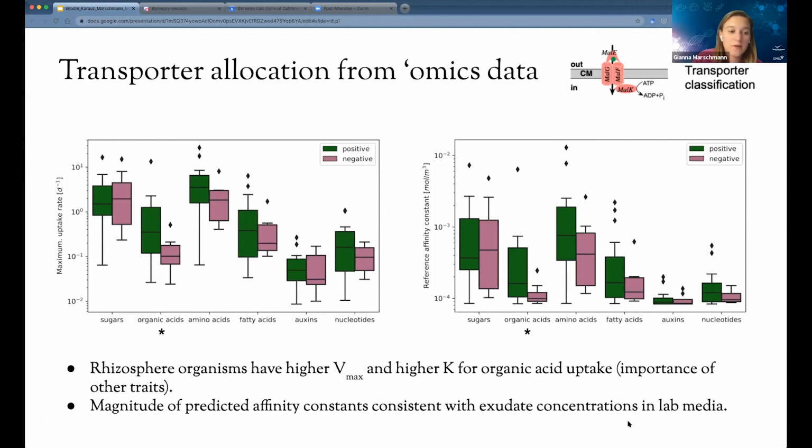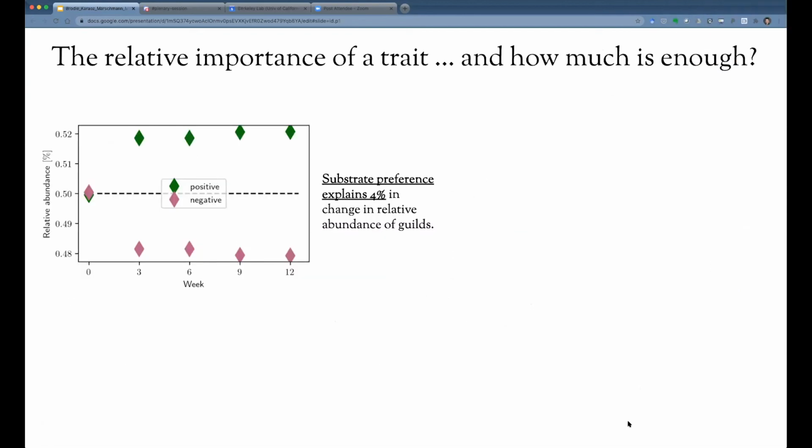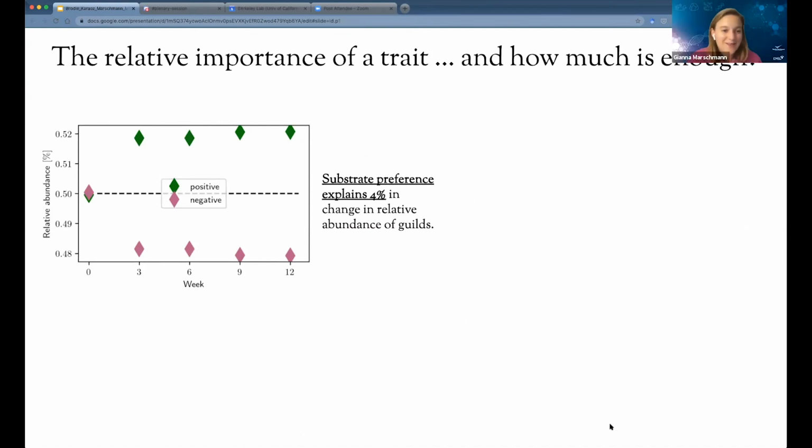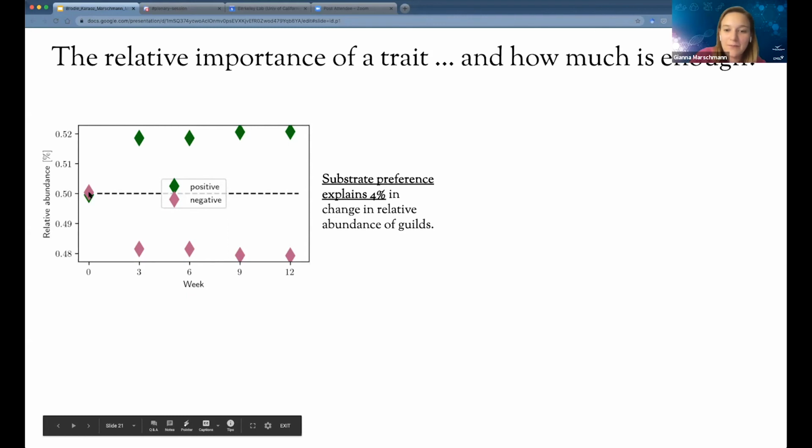Gianna, this is your 3-minute reminder. Right, thanks. So this is my last slide because as it is, a difference in cell size and transporter diversity that lead to difference in substrate uptake only contribute a small amount to differences in relative abundance between positive and negative responders. So they explain only 4% in change in relative abundance.